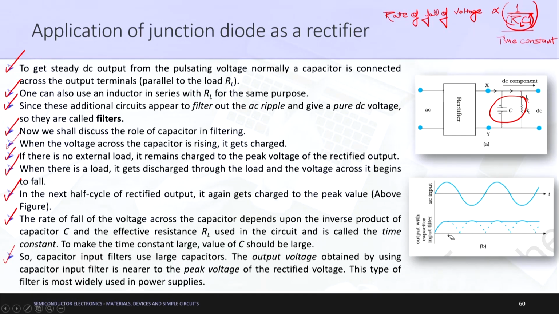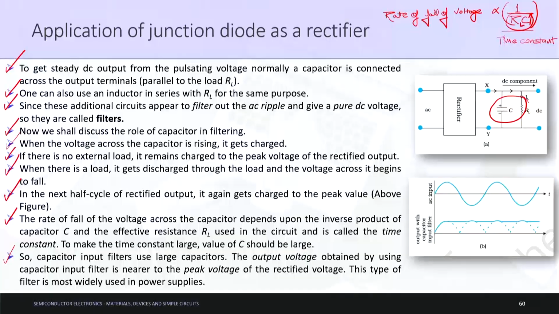So, either you can use a capacitor in parallel, or you can use an inductor in series. That is how you can obtain this complete steady voltage. One of the applications is that it is most widely used in power supplies. Fine. That being said, let us now jump to the next topic, that is special purpose PN junction diodes.